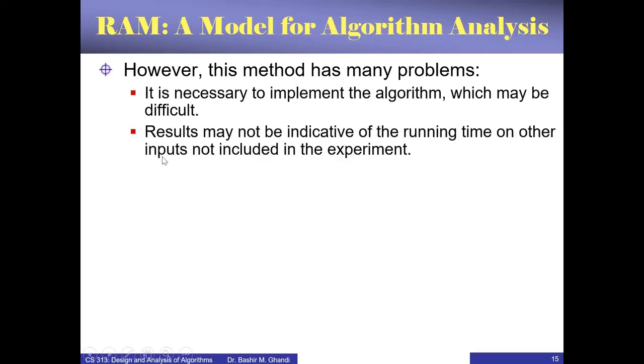The second problem is that no matter how you try, you cannot check your algorithm against all different input sizes. You can only use some sample inputs. So you cannot guarantee that this algorithm will be as efficient as you thought by just taking a few samples. This is what the second point is saying. The result may not be indicative of the running time on other inputs which you didn't include in your experiment.